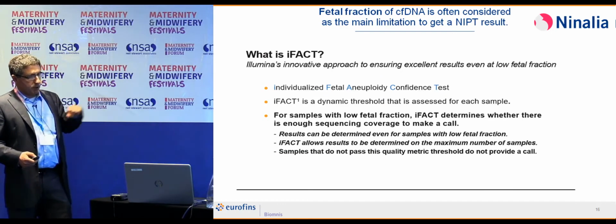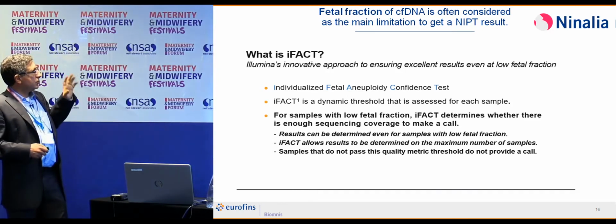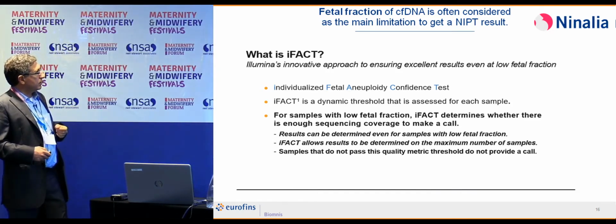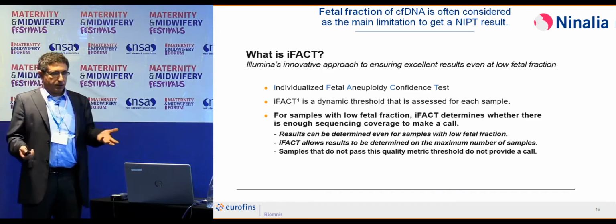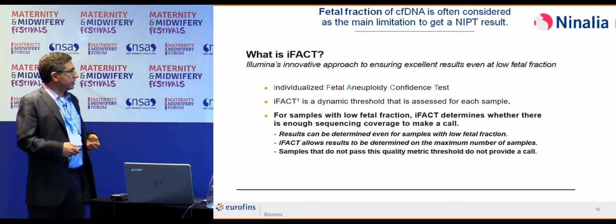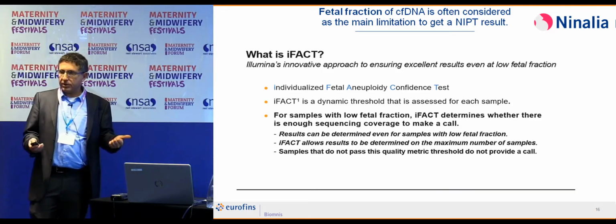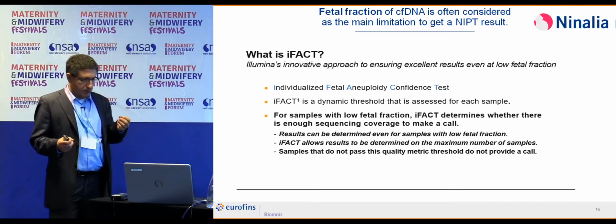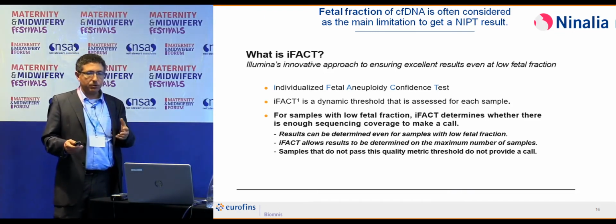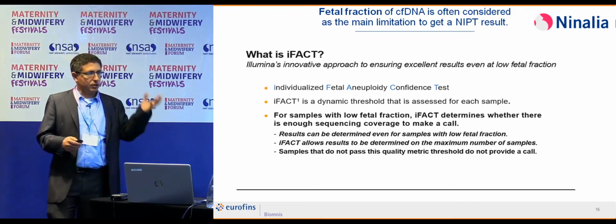So this problem of low fetal fraction is overcome with Ariosa, which uses another quality control, which is called IFACT, for individualized fetal aneuploidy confidence test. This decides a threshold for each sample, which takes into account the fetal fraction, but also the quality control of the sequencing itself, which is called coverage or depth.